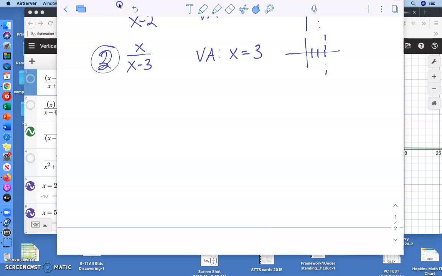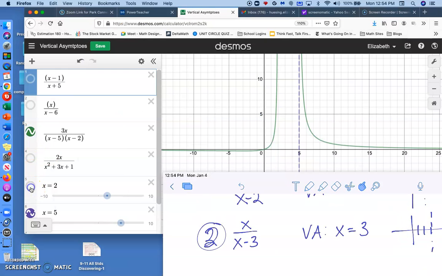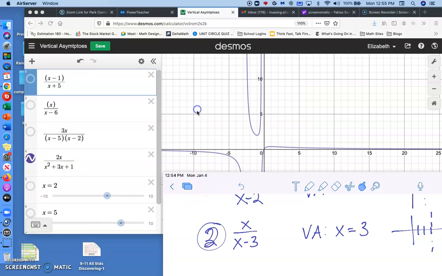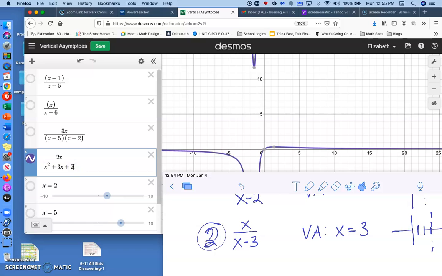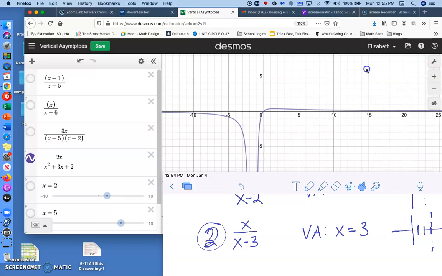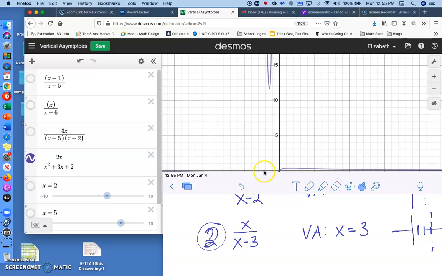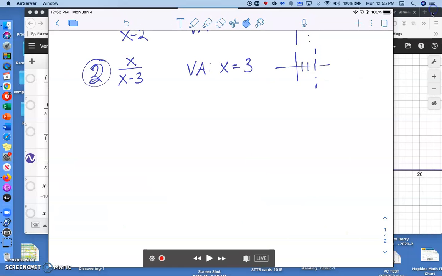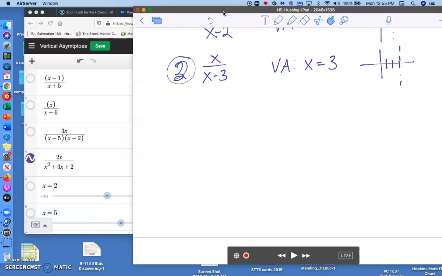Now this last one, I'll take off these other ones. So this last problem, x squared plus 3x plus 1, and I'm going to change that to a 2. If we look here, it looks like we have 1, maybe 2. So how do we decide? That equation isn't as easy to figure out. So if we looked at the equation, 2x divided by x squared plus 3x plus 2, we have to figure out where our denominator is 0.